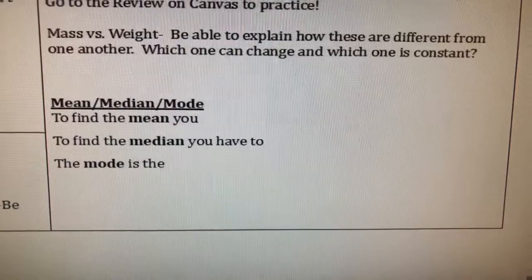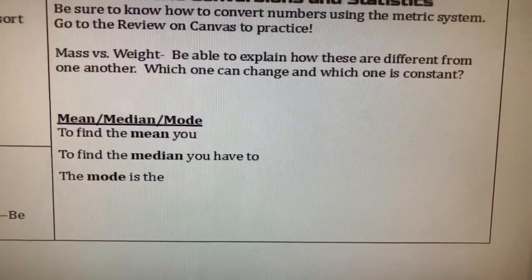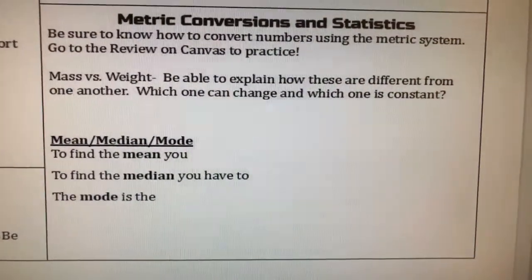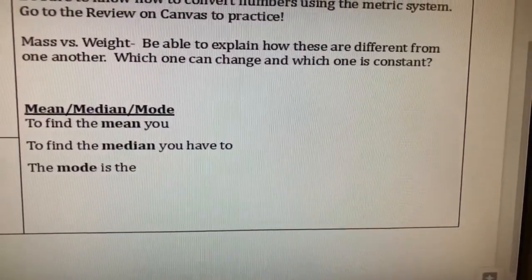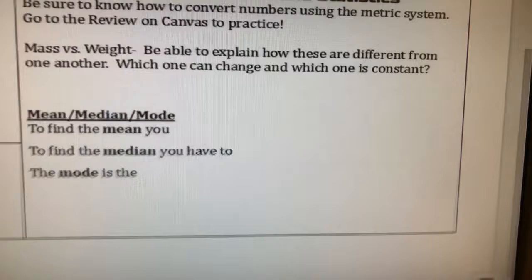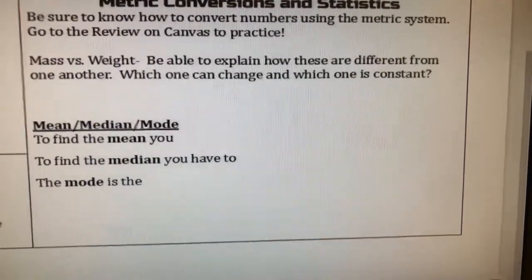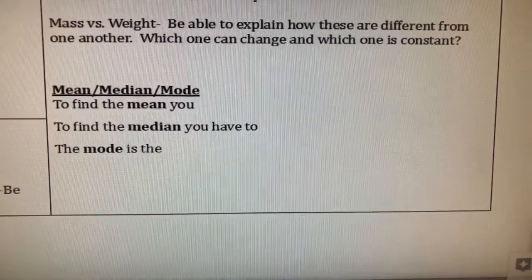Okay, and then the last part deals with mean, median, and mode. To find the mean, you're finding the average. You add up your numbers and then divide by how many you have. The median is the middle number. You first have to put them in order and then figure out which number is in the middle. And then the mode is the number that shows up the most.